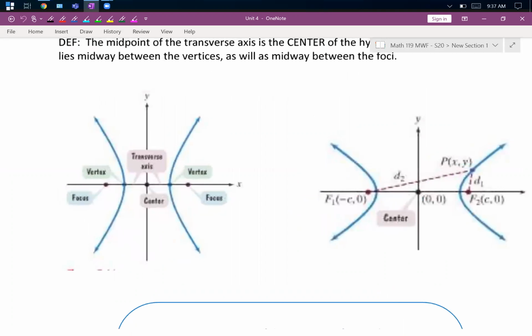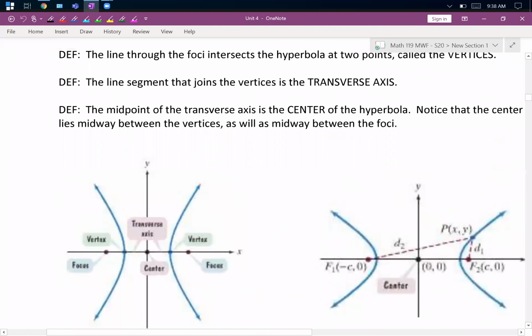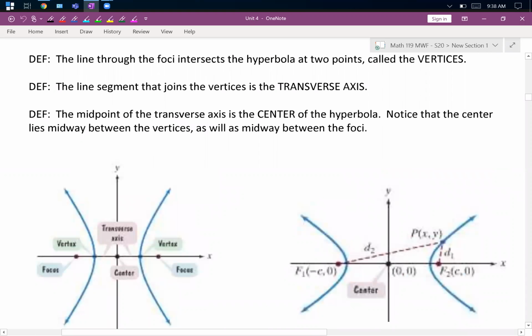All right, so I know this is a little bit blurry, so sorry about that. We have our center right in the middle, and then we have our vertices. The transverse axis is the line going through the center that intersects these two branches. The vertices are where the branch is hitting our transverse axis, and then the focus is this fixed point, but the foci are always inside the branches. Notice that the center is midway between the vertices and midway between the foci as well.